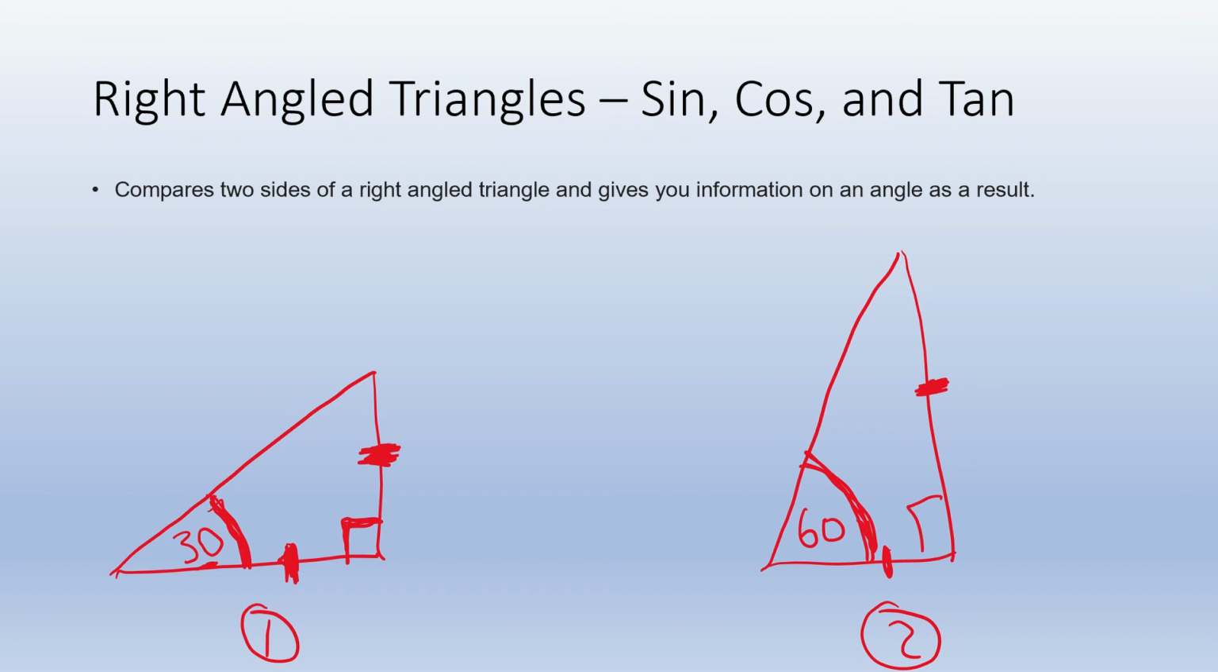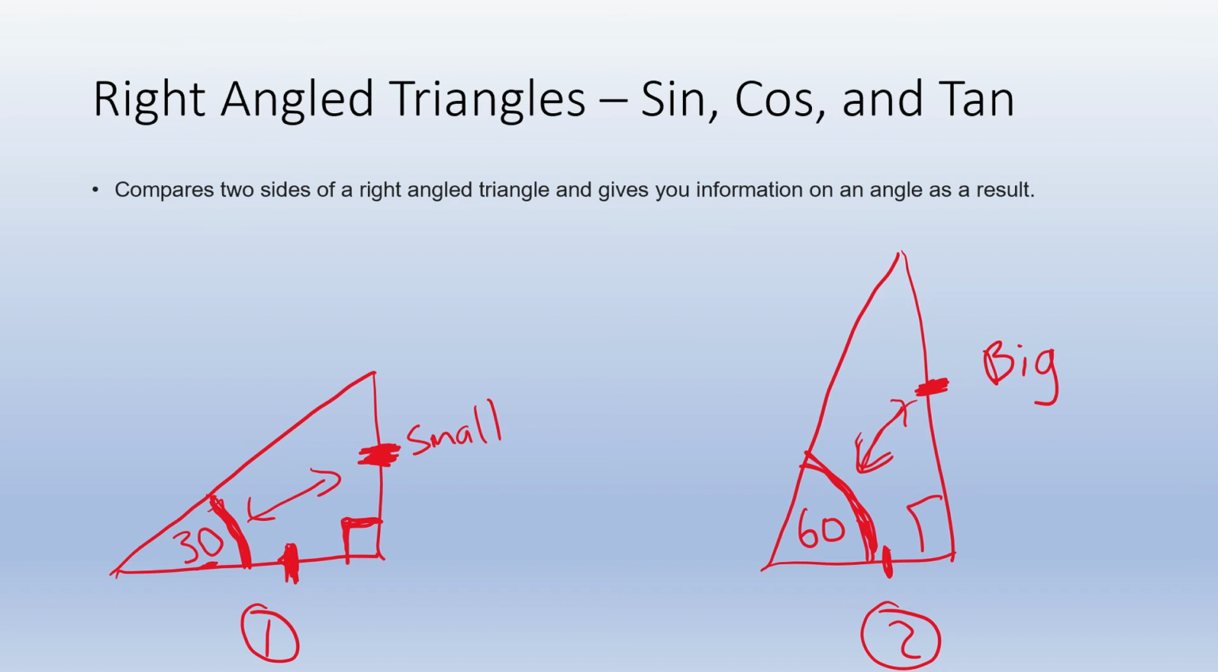And you'll notice that that has an impact on the angle that is opposite it. So this side is big, therefore the angle 60 is quite big. This side, if we look at my triangle number 1, is quite small, and my angle 30 is quite small as well.